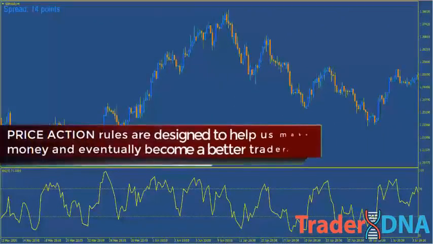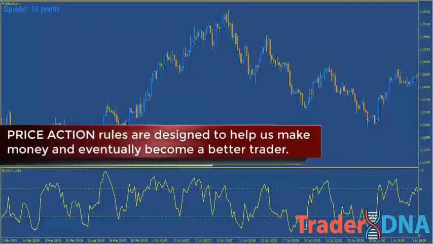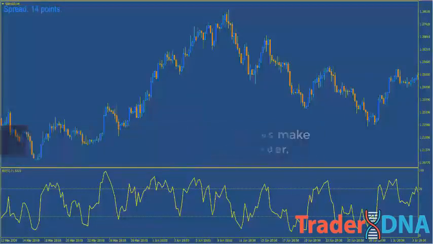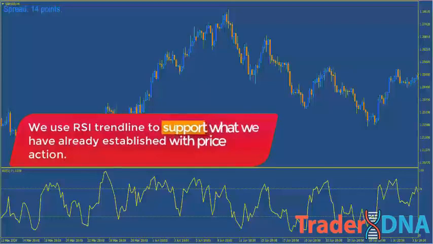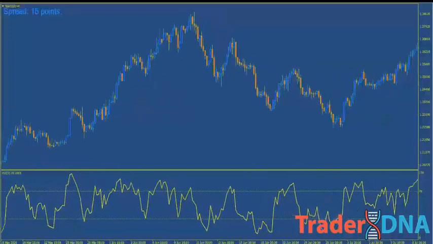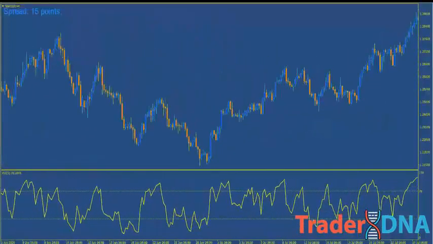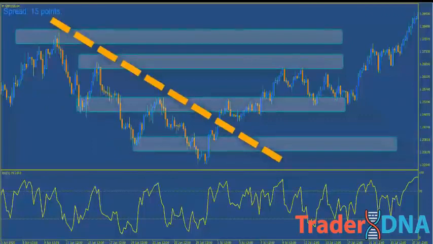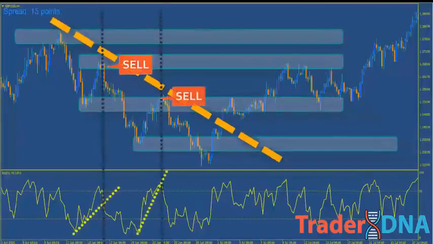Price action rules are designed to help us make money and eventually become a better trader. If you would take a trade every time you spot a RSI trendline breakout, you would soon find out that the outcome is not as expected. We use RSI trendline to support what we have already established with price action. So, you need to analyze the price. You need to draw key support and resistance levels to identify the main trend and take RSI trendline's breakout signals in the direction of the main trend.